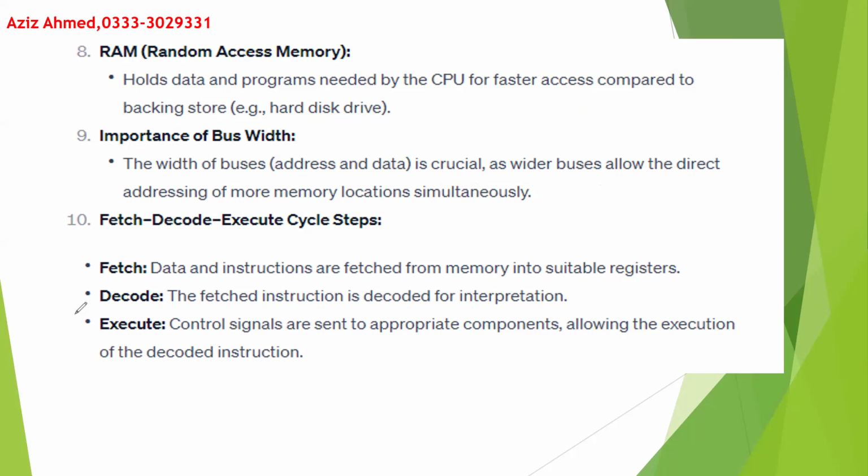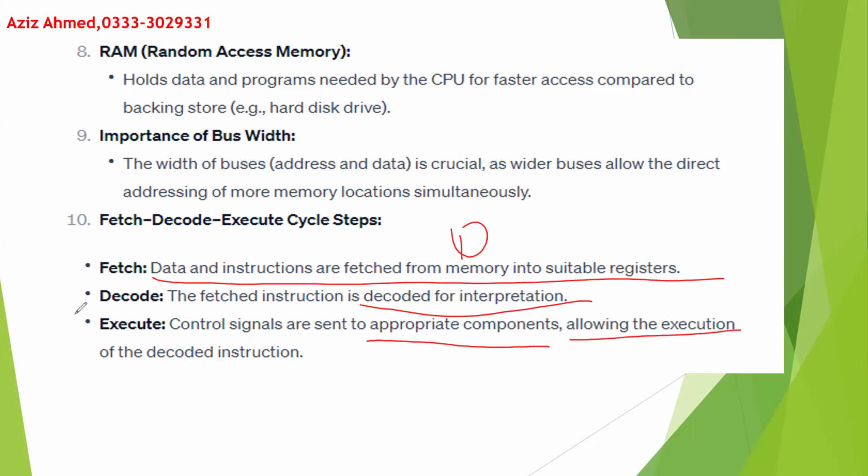Data and instructions are fetched from memory into a suitable register, as I told you. First step, the fetch. The instruction is decoded for interpretation. Control signals are sent to the appropriate component, allowing execution of the decoded instruction. So these three steps happen every time you give an instruction to the computer. Got the idea?